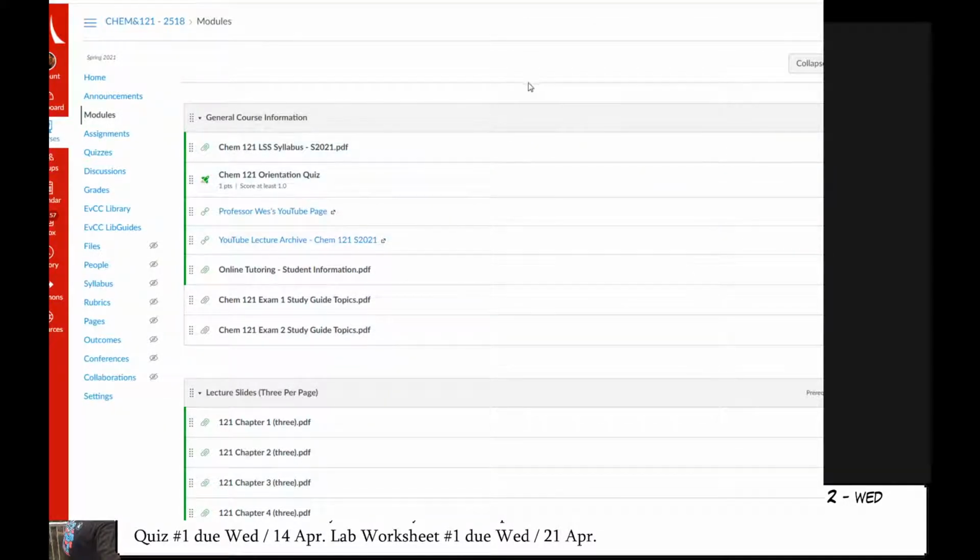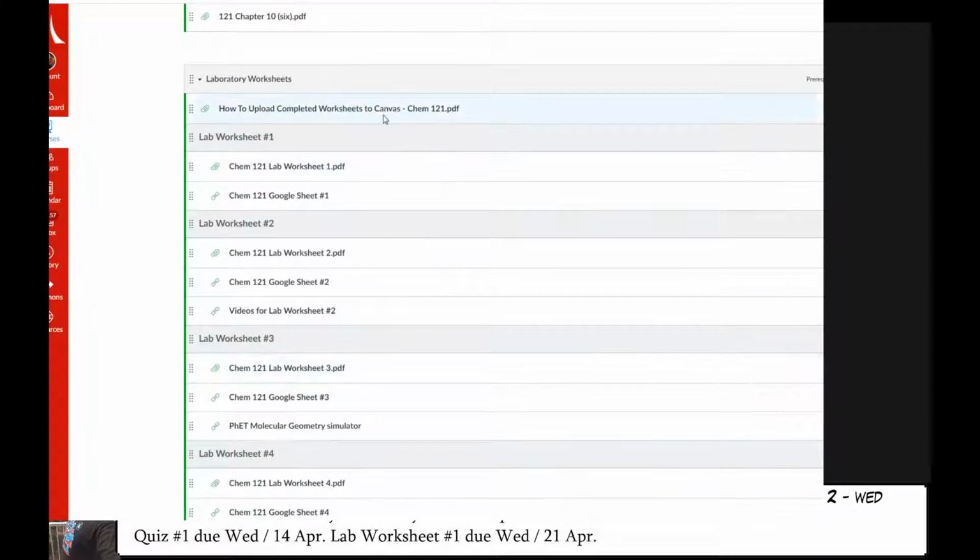All right, so first things first, all about lab. You're going to need to read this document right here: How to upload completed worksheets in Canvas. I'm not going to go over that because it's pretty self-explanatory. Follow the directions to download both of the forms that you need. The first one is this lab worksheet, and the second one is the Google Sheet. I'm going to open up both of those right now real quick. If I can click on it, there we go.